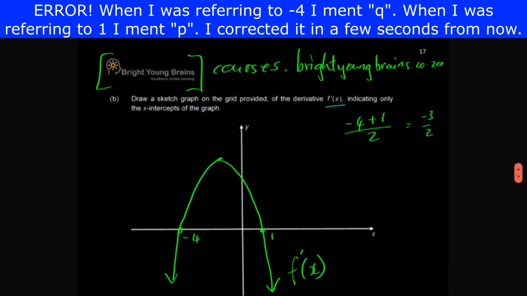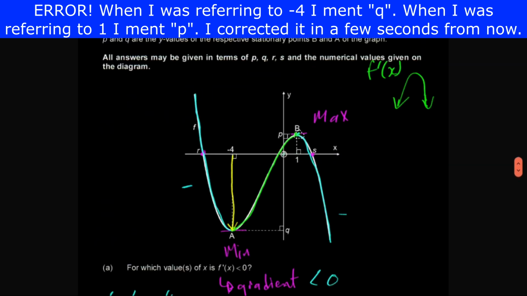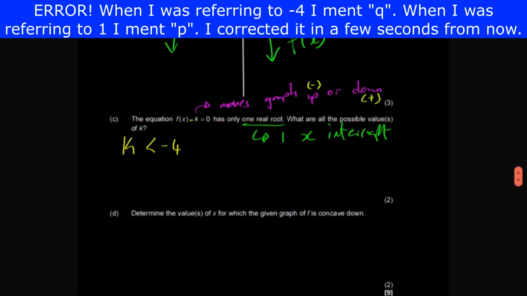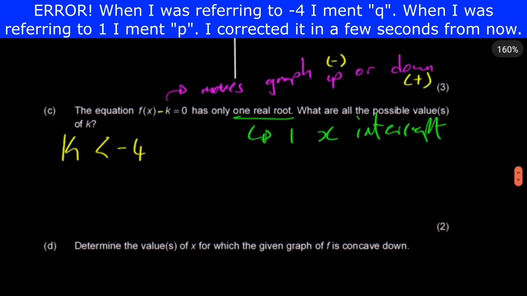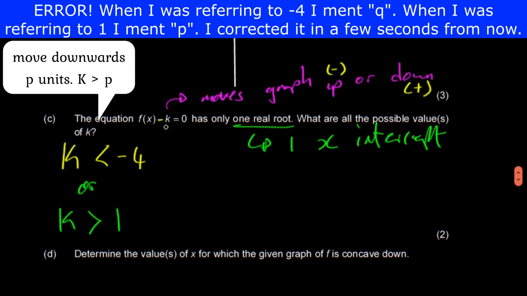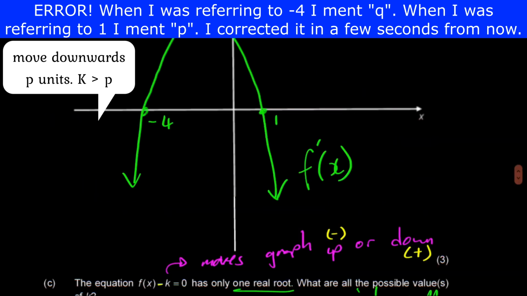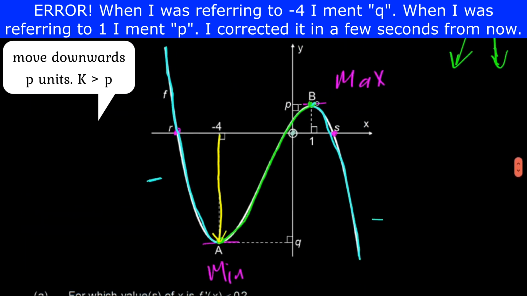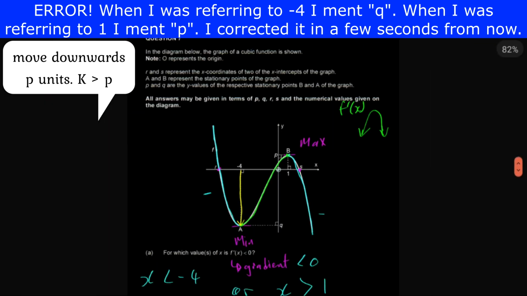The other one, we said that you have to move your graph downwards more than 1 unit. So we said here, moving your graph down, your value has to be a plus. So here we have to say k has to be bigger than 1. You see, because if k is a number that is bigger than 1, it means that you're moving your graph more than 1 unit downwards. And then if you move your graph more than 1 unit downwards, it will only have one x-intercept.